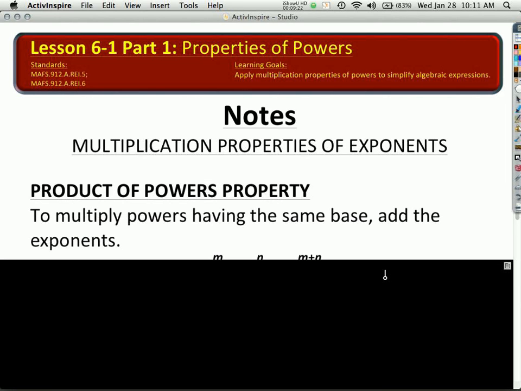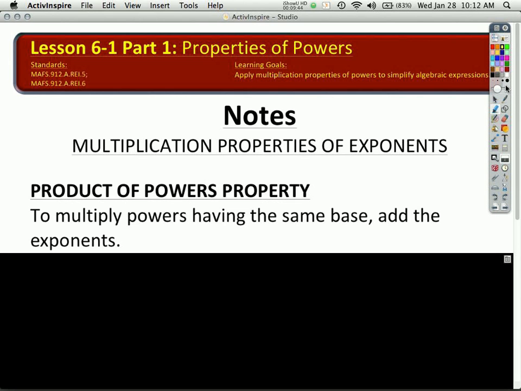So, what I'm teaching you today is a shortcut. You don't even know the long way to do it yet, and I'm already teaching you a shortcut. That's a little backwards, but you're going to see why this makes sense in a few minutes. To multiply powers that have the same base, you add the exponents.